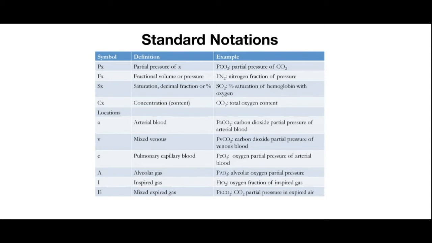Lowercase a, v, and c, that's your arterial blood, your mixed venous blood, and your pulmonary capillary blood. And then the capital A, I, and E are going to be your alveolar gas, inspired gas, and mixed expired gas. So all of these are going to be used pretty much in every single lecture that we talk about, so it's going to be important that you remember what these mean.